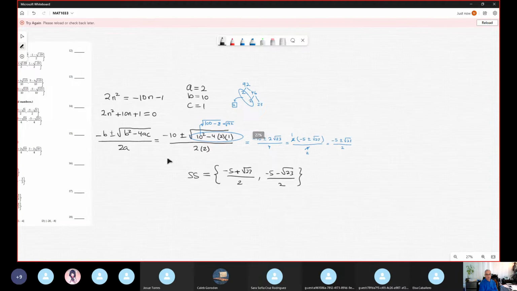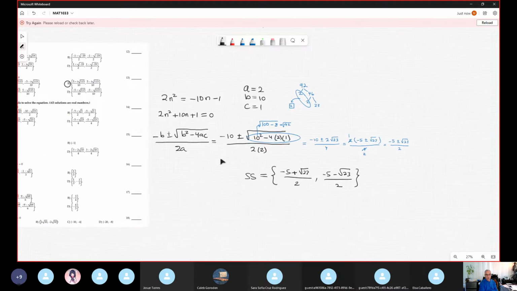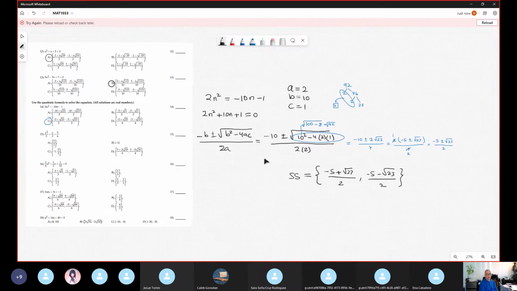Boom. Okay. See, the expression inside the radical is positive. The solutions are real. Okay, in this case, the number inside the radical is not a perfect square. That means that our solution is an irrational solution. See, a perfect square is nice, but it's not always nice.